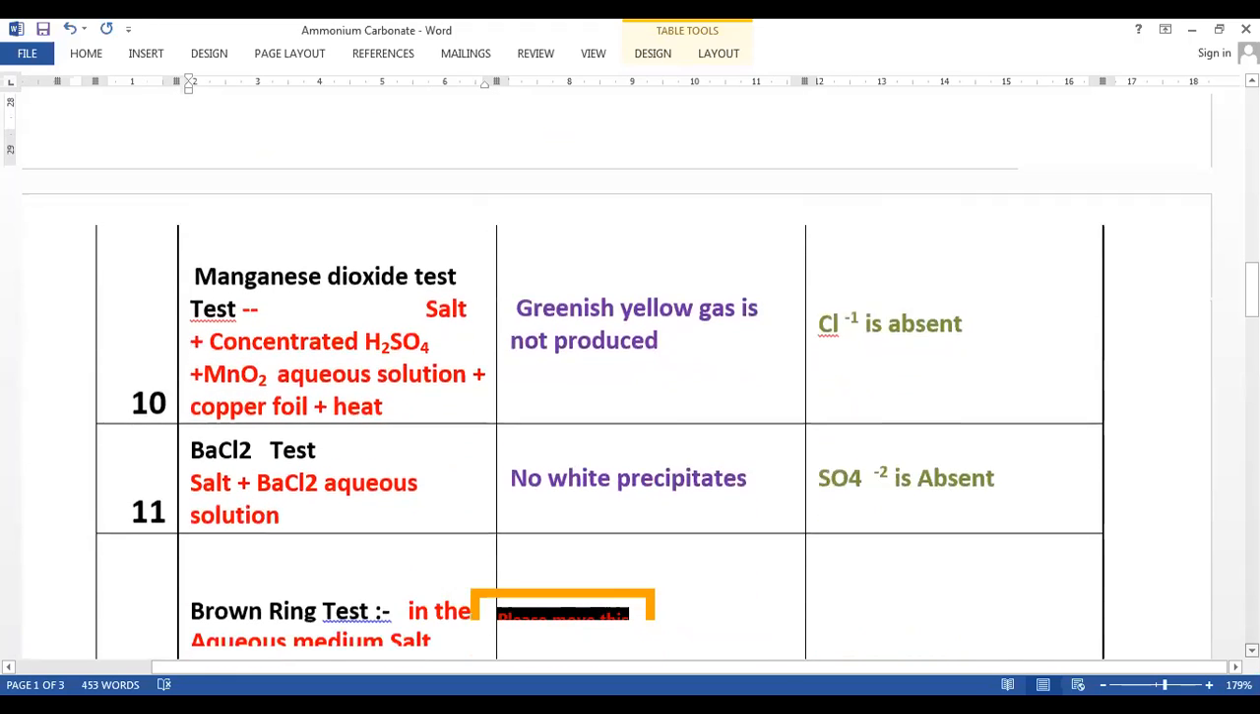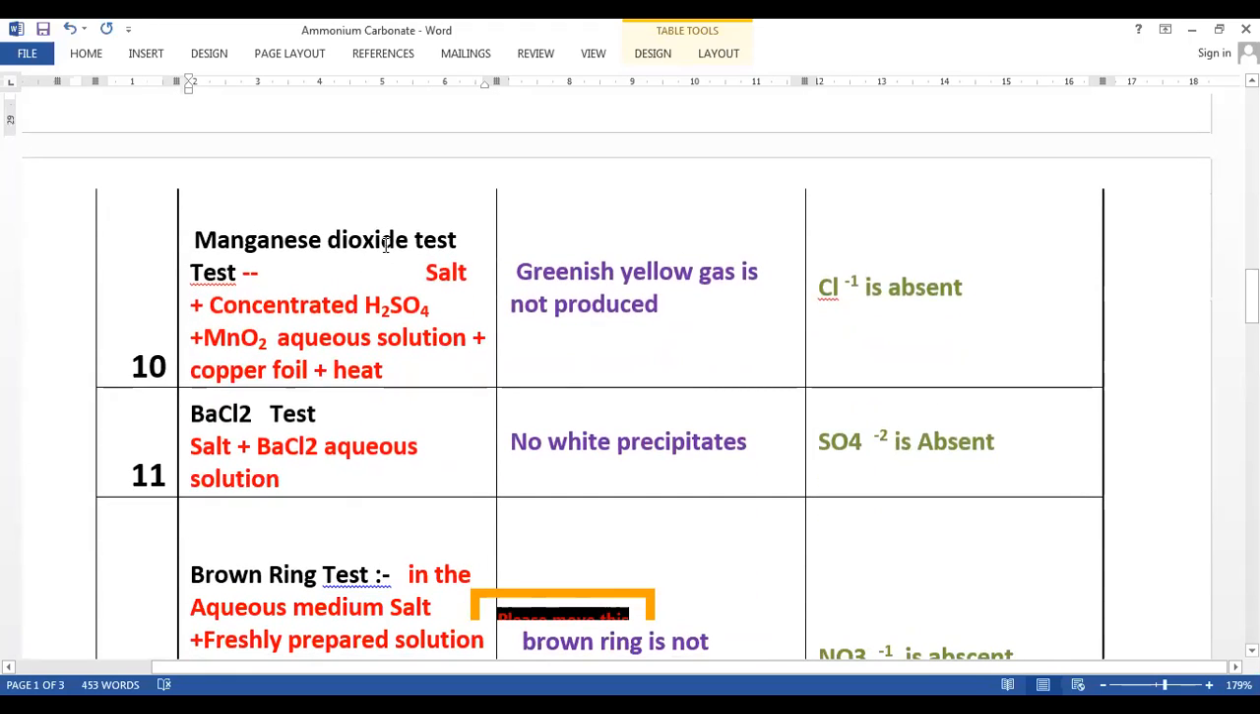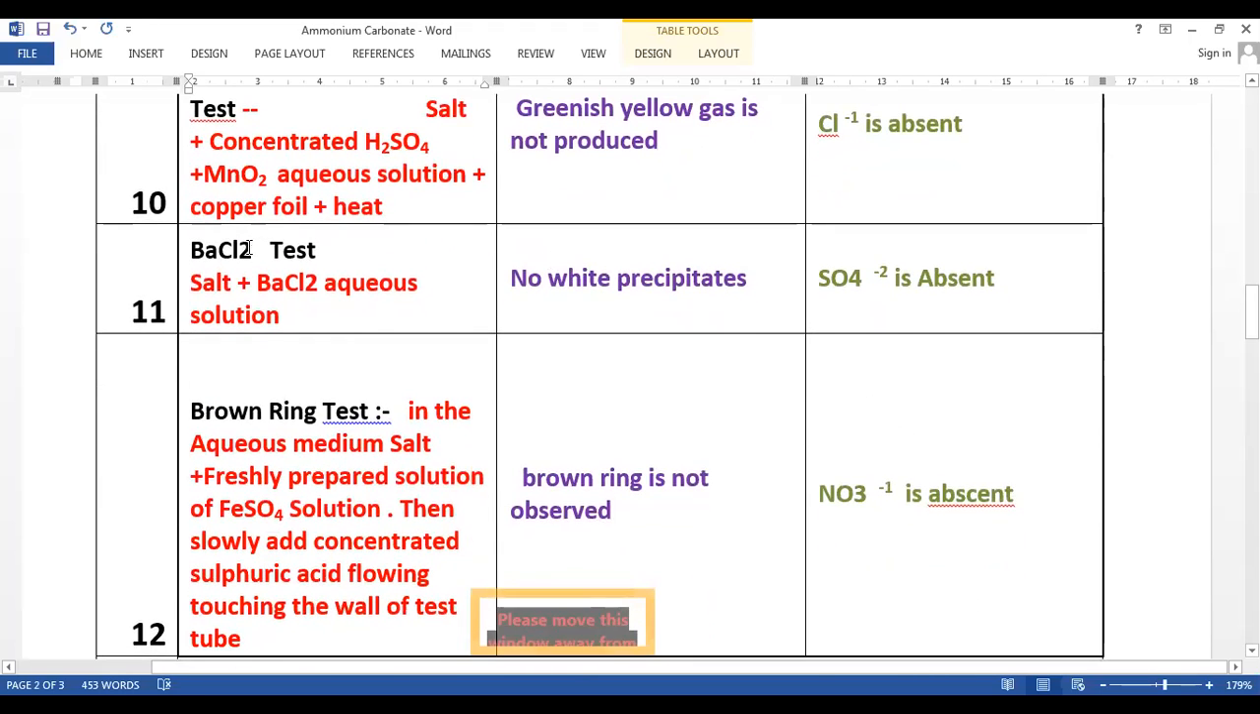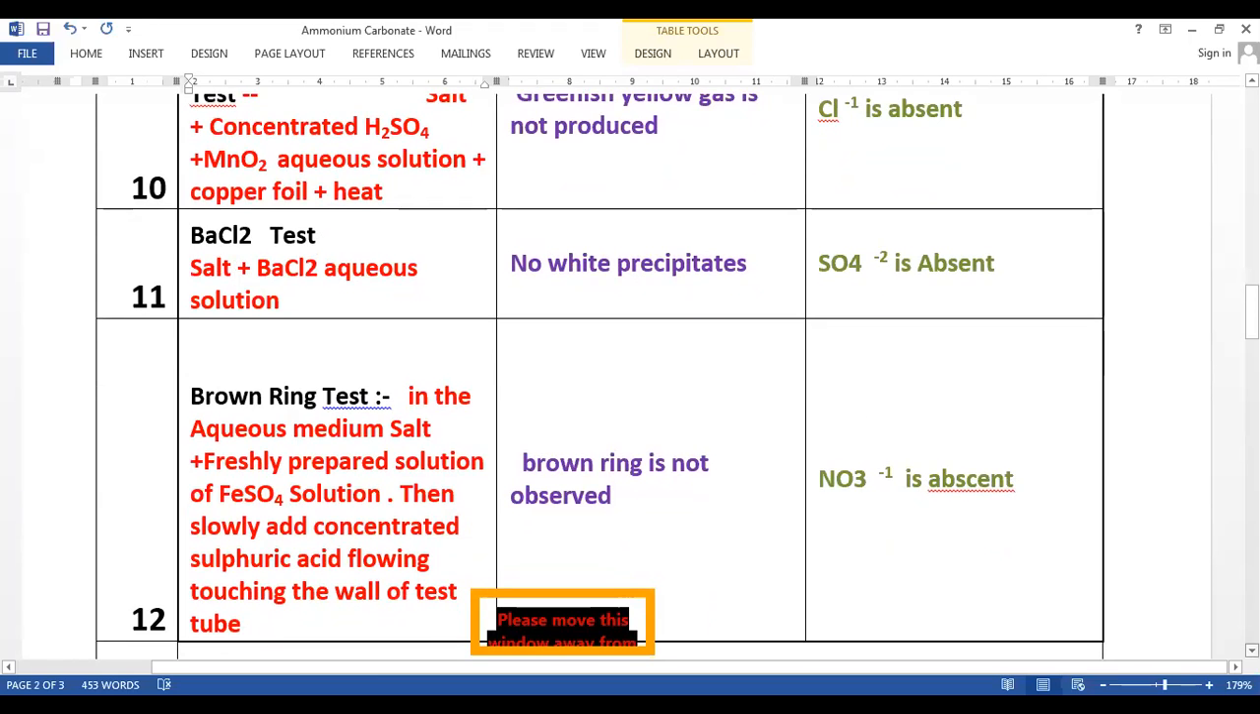Now, my dear students, we may perform the various tests for the other ions. For example, we can perform the manganese dioxide test. We'll take salt, add concentrated sulfuric acid and manganese dioxide, then add a copper foil and heat it, but we will not get any greenish yellow gas, and that is why we may say that Cl minus is absent. Then we'll go for the barium chloride test. We'll take salt and add the barium chloride aqueous solution. We shall not get the white precipitate, and that is why we can say that SO4 minus 2 is absent.